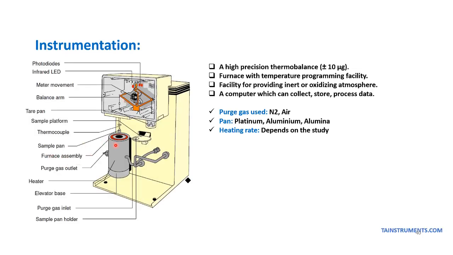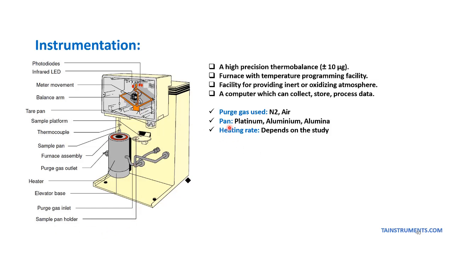Then we have a furnace assembly. As I told, the sample is kept in a furnace. So here is the furnace assembly, and the inert gas is purged. It can be either inert or an atmosphere can also be used. Normally nitrogen is used, but we can also use helium or oxygen. Then we have a heater and elevator base and purge gas inlet. Here is the inlet and here is the outlet, and the sample pan holder.